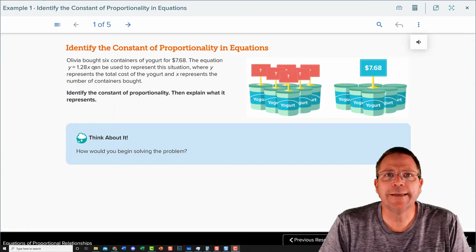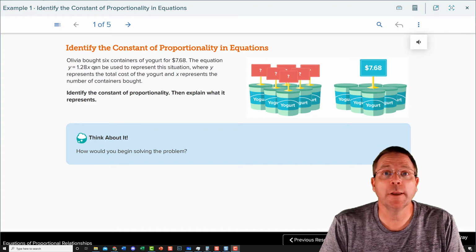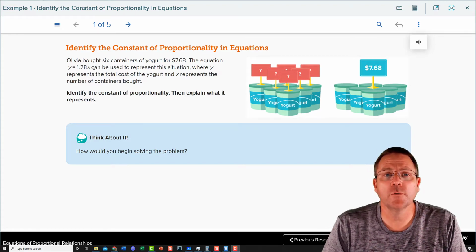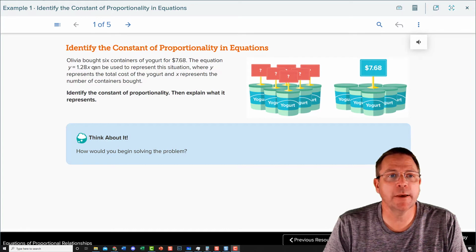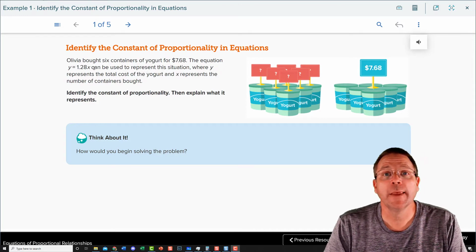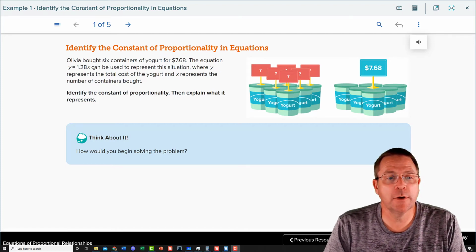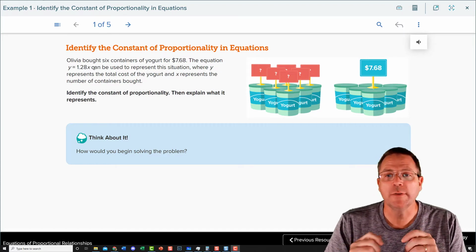Now we're going to work on identifying the constant of proportionality in equations. Olivia bought 6 containers of yogurt for $7.68. The equation y equals 1.28 times x can be used to represent this situation, where y represents the total cost of the yogurt and x represents the number of containers bought. Identify the constant of proportionality and then explain what it means. How would you begin solving this problem?